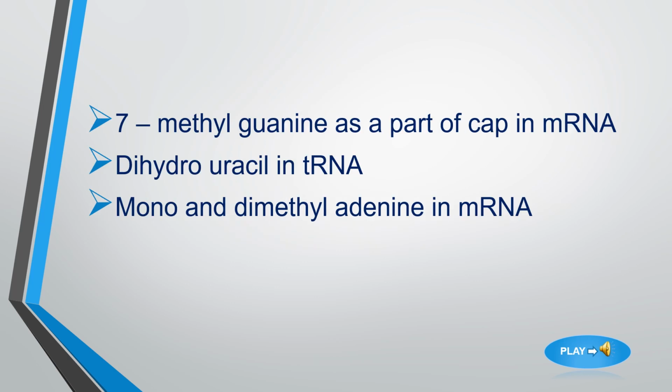Other examples are 7-methyl guanine as a part of capping mRNA, which comes under post-transcriptional modification. Then dihydrouracil is present in transfer RNA, and mono and dimethyl adenine are present in messenger RNA.